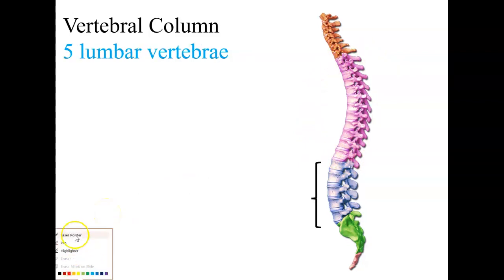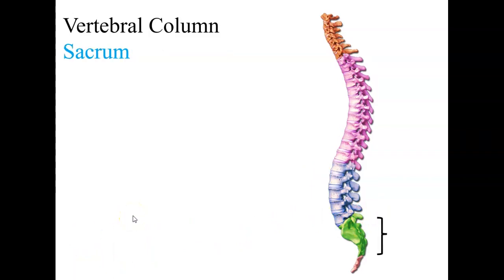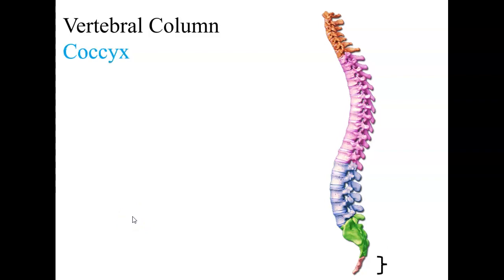We then have the lumbar vertebrae. Lumbar vertebrae are the last 5 vertebrae. So you have lumbar vertebra 1, 2, 3, 4, and 5. So these make up kind of your lower back. That's the lumbar region or your lower back region. Part of the vertebral column we have at the very end is the sacrum, and then we have the coccyx bone or your tailbone.